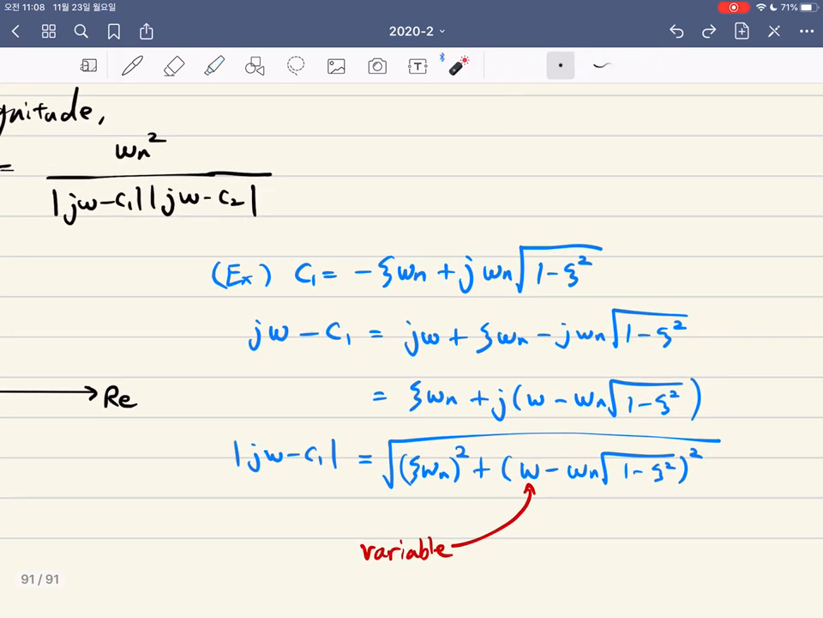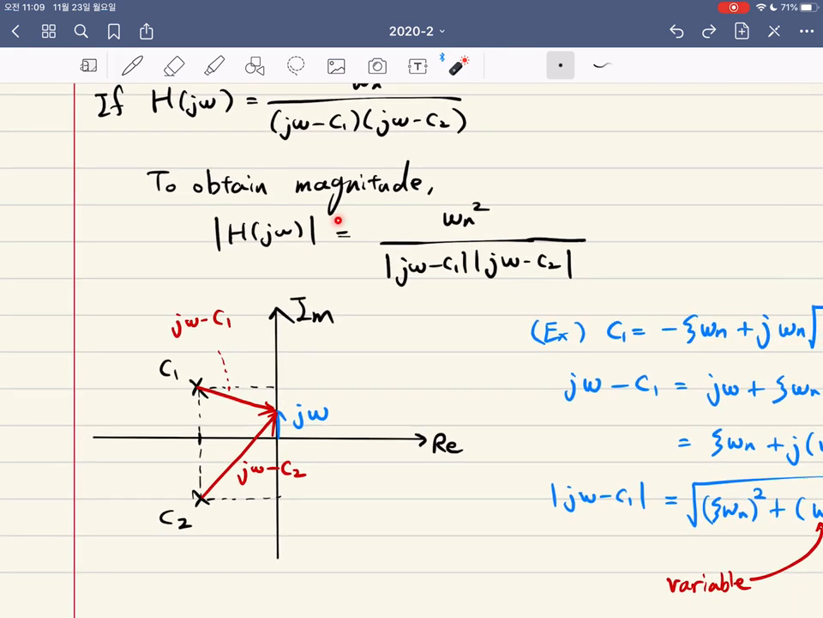And if you want to express this term here with the actual function, then you have to go through this process to get the magnitude from the rectangular form. So this is the only variable here. These are all constants, which are decided by the system. It's a system specification.